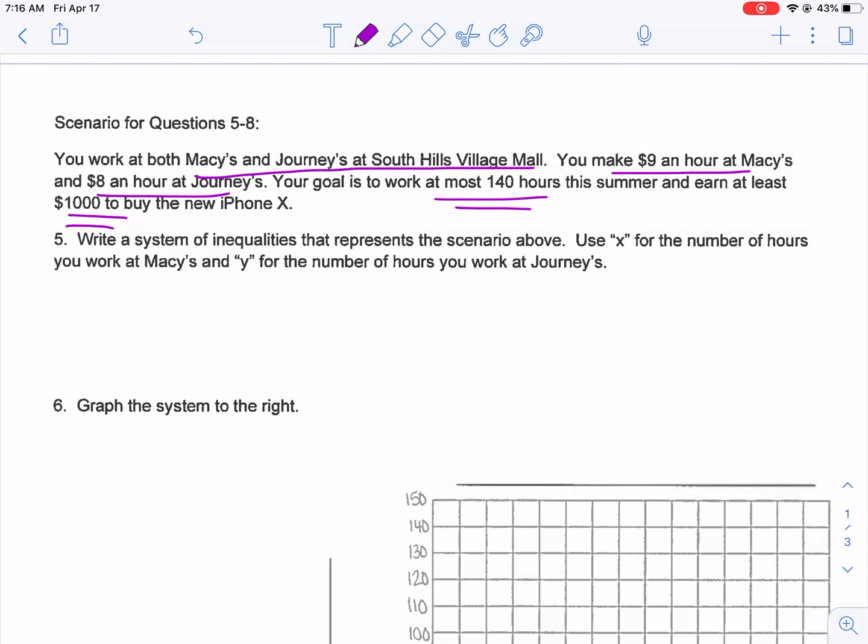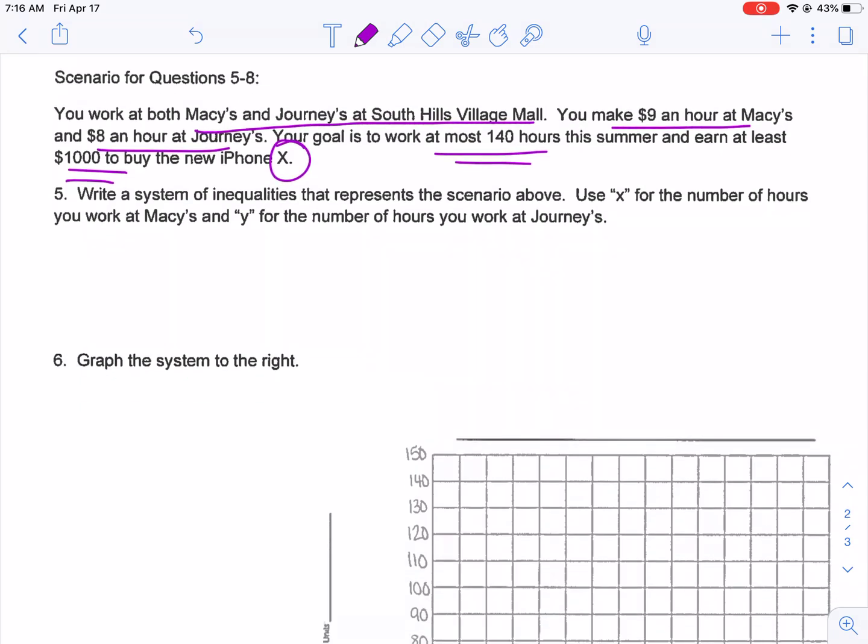This just shows you probably how old the worksheet is. I don't know what kind of phones they're on. I have a 6S, actually, and it's still working.